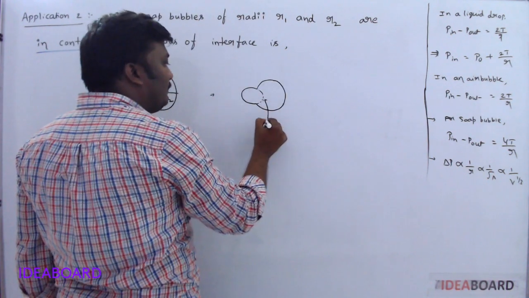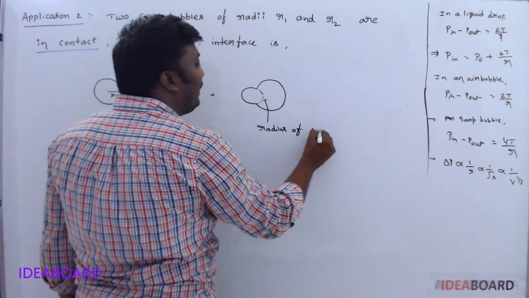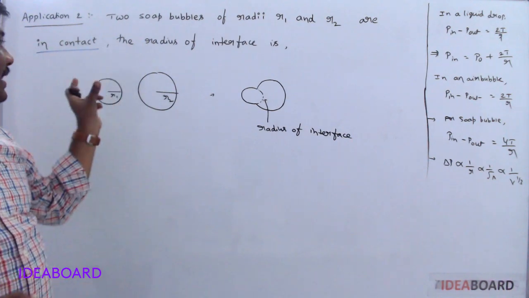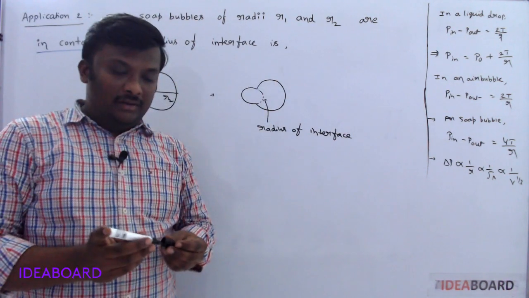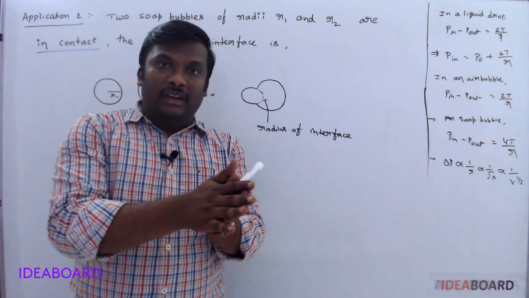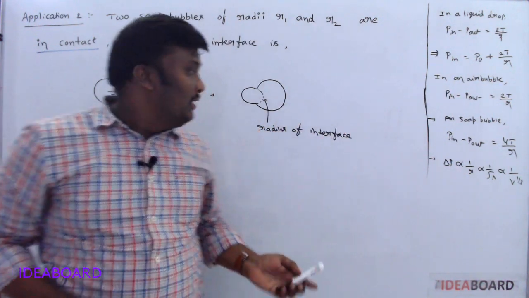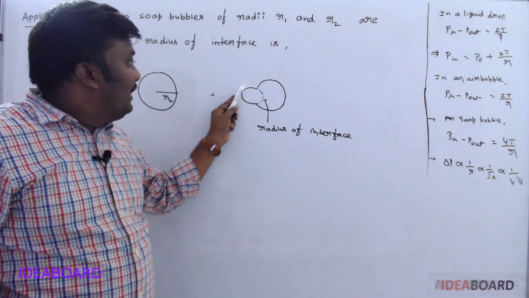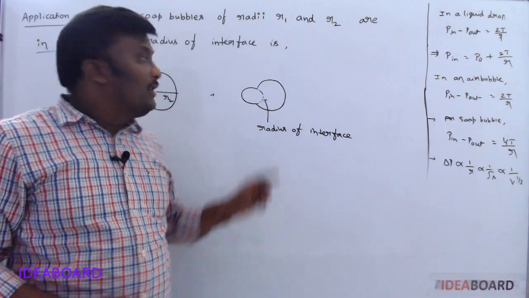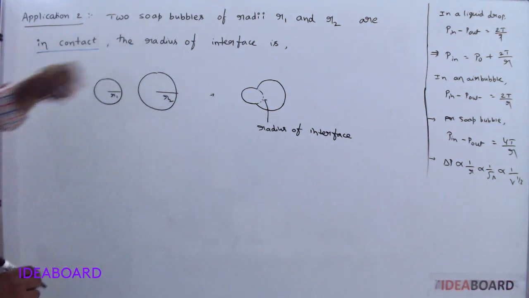So this is called the radius of curvature or radius of interface. When two soap bubbles are in contact, the diagram becomes like this. If you take two soap bubbles, say by washing your hands with soap liquid, and the two bubbles interact with each other, then no doubt the smaller bubble will go inside the bigger bubble because of its excess pressure. Understand?